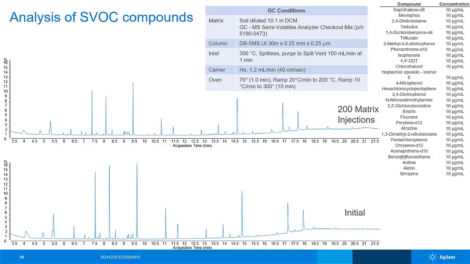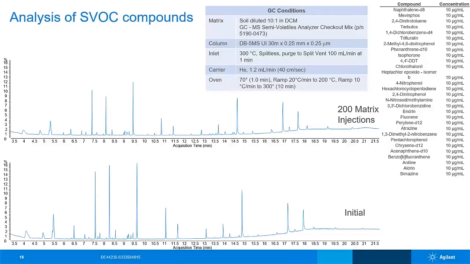So here is also a soil sample for semi-volatile analysis. This is a checkout mix with several challenging compounds like endrin, anthracene, and chrysene. I see a lot of semi-volatiles that are part of EPA 8270. But again, this is a fundamental study just to look at what happens with a column out of the box and what happens after 200 matrix injections.